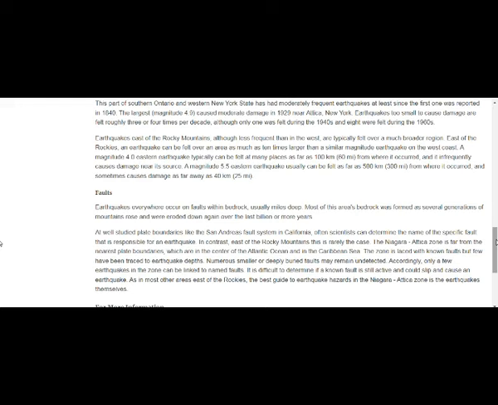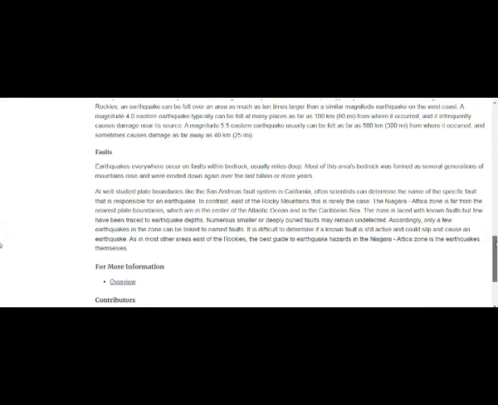East of the Rockies, an earthquake can be felt over an area as much as 10 times larger than a similar earthquake in the West Coast. A magnitude 4 eastern earthquake, well, this is just about what we have now, typically can be felt at many places as far as 60 miles from where it occurred, and it infrequently causes damage near its source. Magnitude 5.5 eastern earthquake usually can be felt as far as 300 miles from its source, sometimes causing damage as far away as 25 miles.